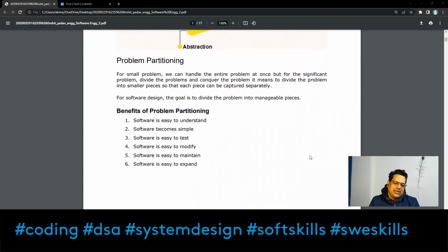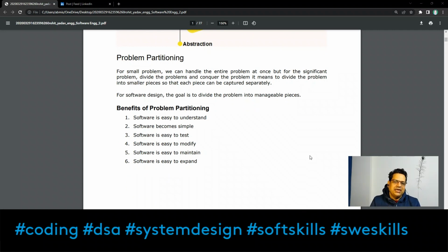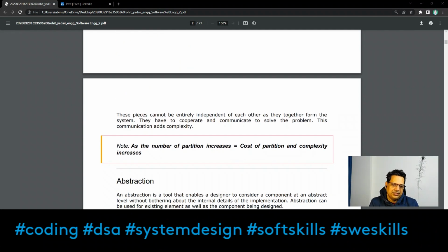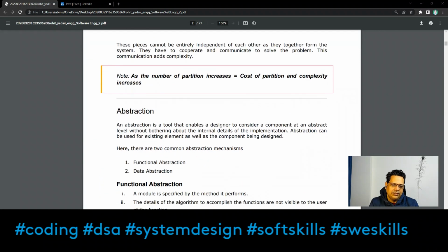Now let's try to understand. This is the basic reason behind problem partitioning. It is one of the good ways to start understanding the required design for certain problems, as the author has suggested. Please note that the author has mentioned in a bold line that as the number of partitions increases, the cost of partitioning and complexity both increase.